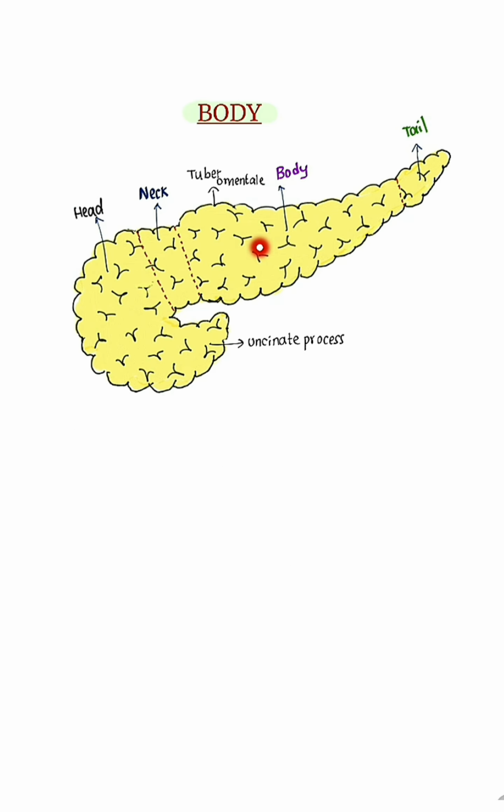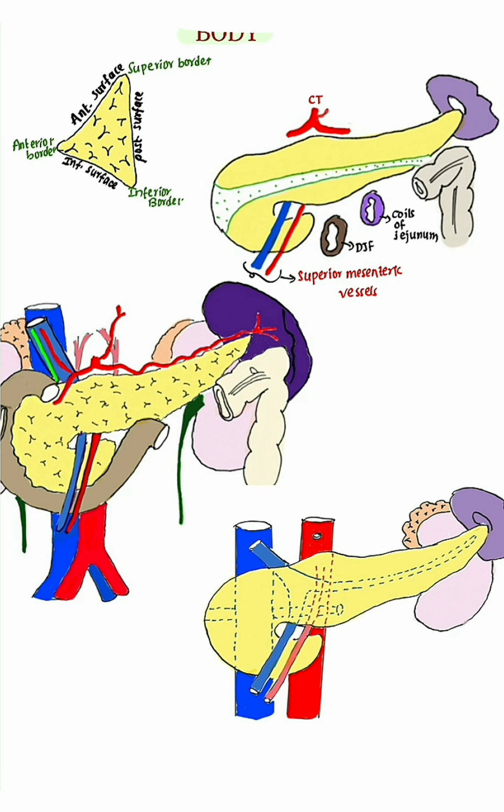Body. It is the elongated part of the pancreas extending from neck to tail. It passes towards the left with a slight inclination upwards and backwards. External features. It is somewhat triangular in cross section. It presents three borders, three surfaces, and one process. Three borders: anterior border, superior border, inferior border. Three surfaces: anterior surface, inferior surface, posterior surface.